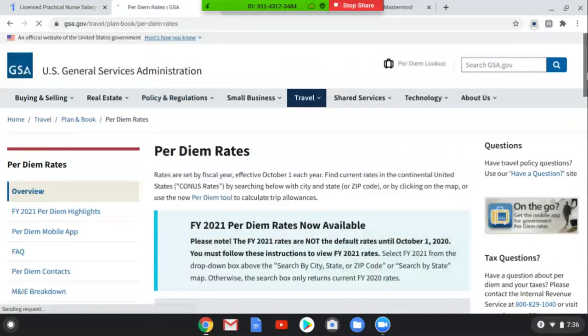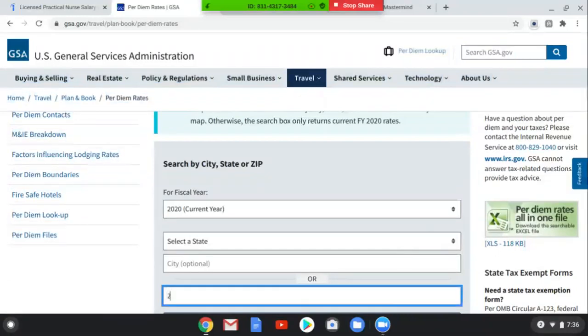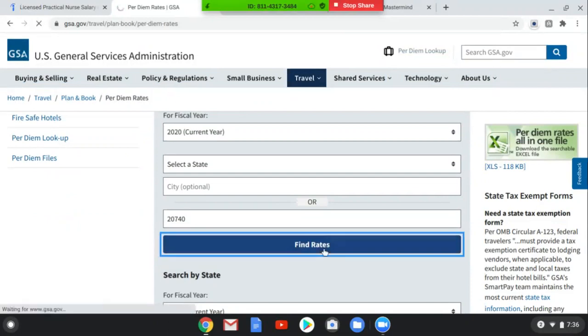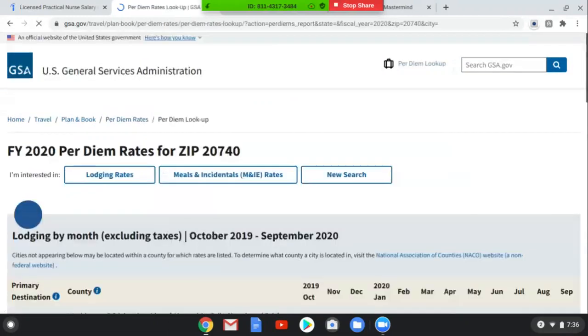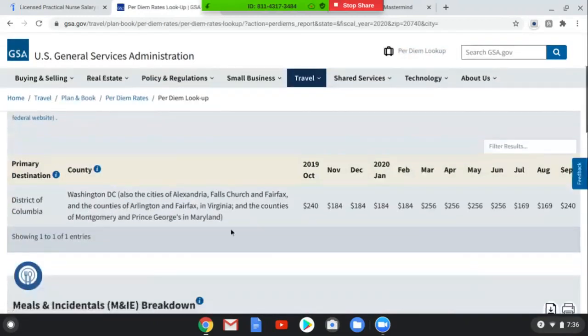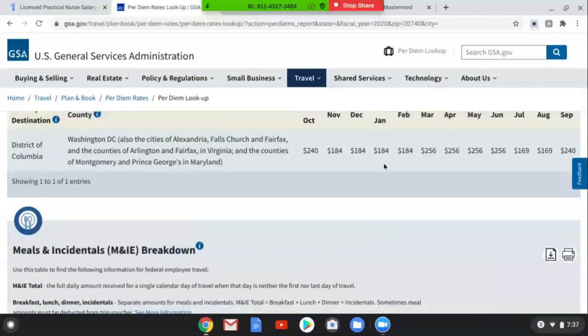So let's do 20740. And what this really says is that as an employer, or in this case, the federal government, I can pay up to this amount of money because my employee is away from home. So this is the actual full amount here.